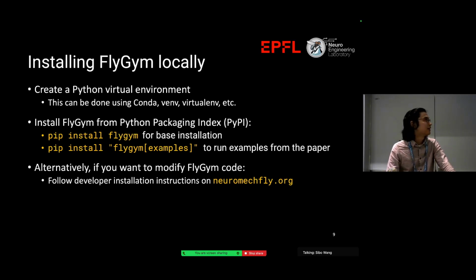FlyGym, which is the underlying Python library for NeuroMechFly version 2, is uploaded to the Python packaging index. So what this means practically is that if you have everything set up, you can just run pip install flygym, and that's how you install it. Using this square bracket, if you type pip install flygym[examples], it's going to install some additional dependencies that are not required to run NeuroMechFly per se, but they are required to run the examples that we have provided in the paper.